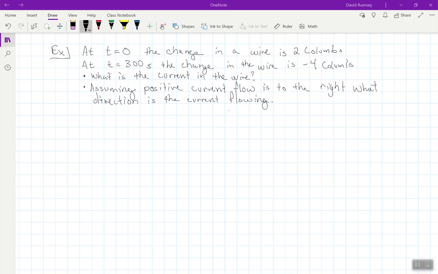Okay, so to start this video off, we're going to go through an example relating to the current that we talked about in the previous video. At time t equals 0, the charge in a wire is 2 coulombs. At t equals 300 seconds, the charge in the wire is minus 4 coulombs. So the charge has changed. It says to compute what is the current in the wire, and then, assuming positive current flow is to the right, what direction is the current flowing?